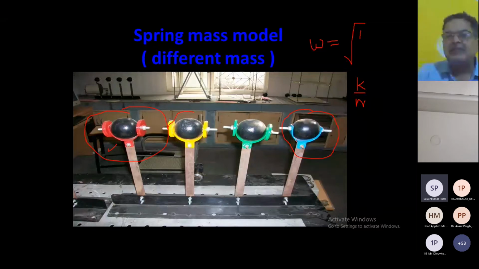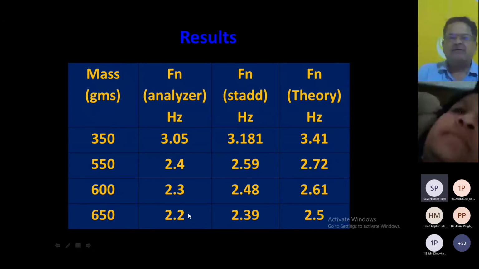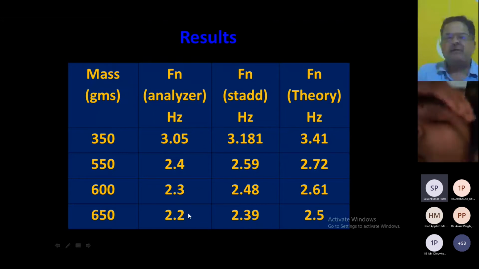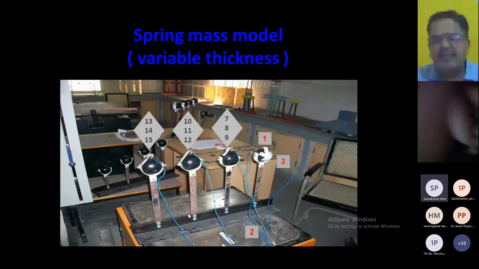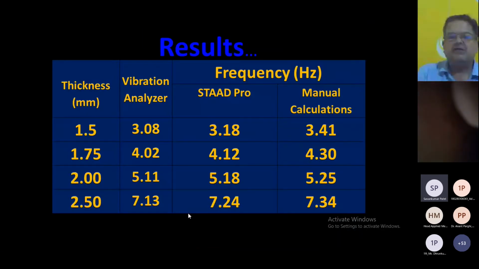So if mass is increased, the frequency will increase or decrease? It will decrease, because mass is in the denominator, so the frequency will reduce, right? So again you can see, if you reduce the mass, the frequency increases, and if you increase the mass, the frequency is decreasing, right? And I think the results are quite consistent. And the last model is the variable thickness, right? So we are placing the sensor at the top and we are recording, and this is the result of the fourth one.